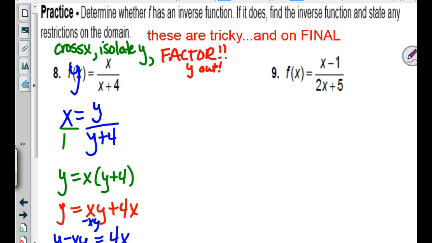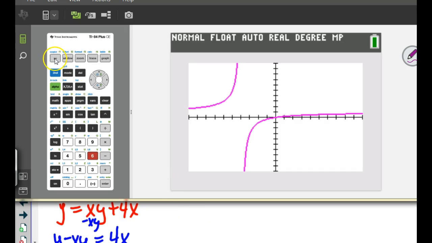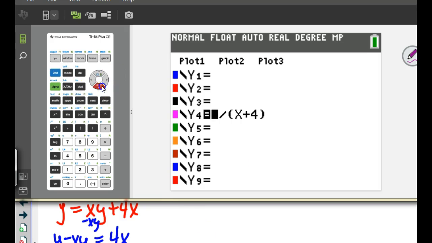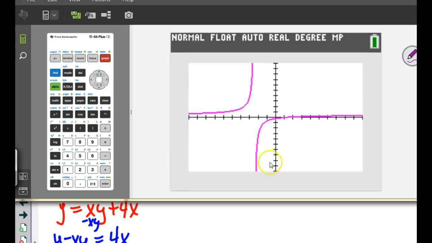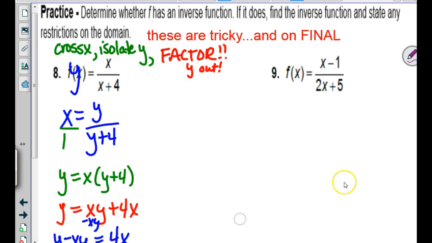I suppose we should graph it first. What is it, guys? Quantity x over x minus 1. Okay, if you were graphing it, you need parentheses top and bottom. And it looks like this. Does it seem okay? Pass the horizontal line test and vertical line test.